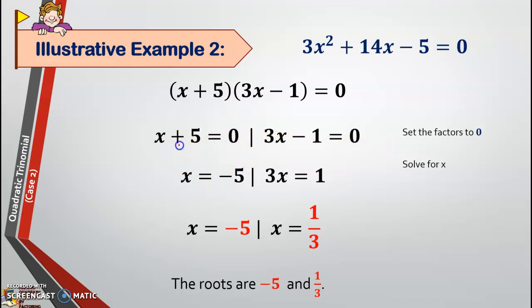Then we solve. So, pag lipat dito sa kabila, magiging minus. So, x equal to negative 5. Okay. Dito din, nagiging positive. So, negative 1, nagiging positive. Then, this one, x equal to negative 5. And here, we divide 3 both sides. Basically, x is equal to 1/3. The roots are negative 5 and 1/3.